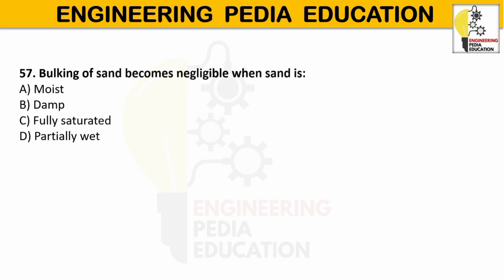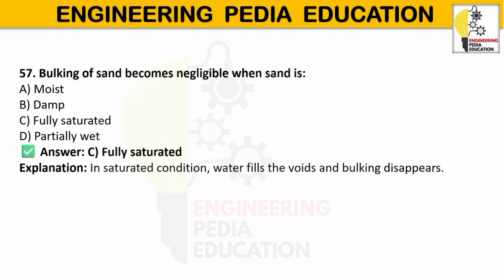Bulking of sand becomes negligible when sand is: moist, damp, fully saturated, partially wet. The correct answer is fully saturated. In the saturated condition, water fills the voids and bulking disappears.